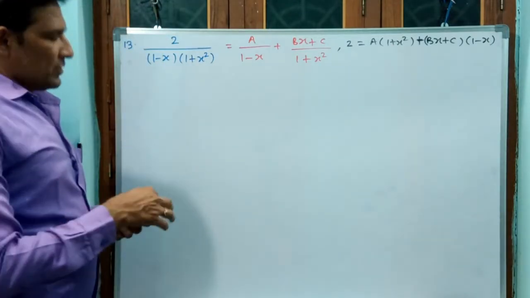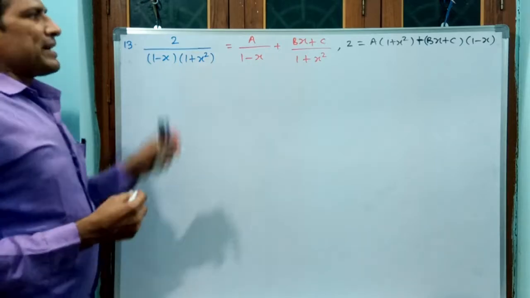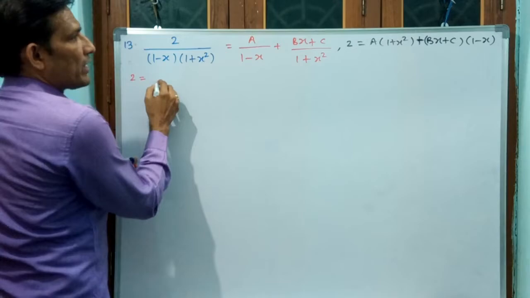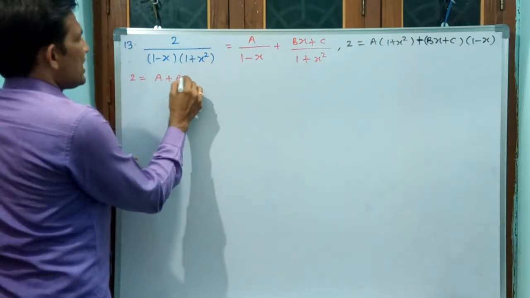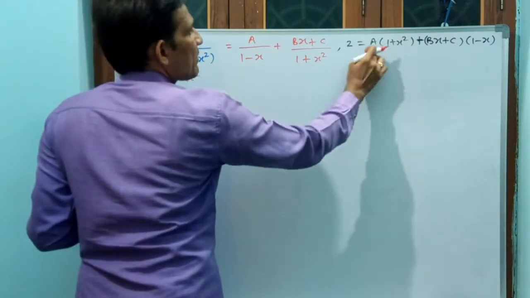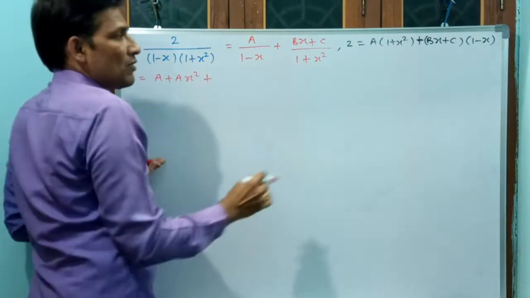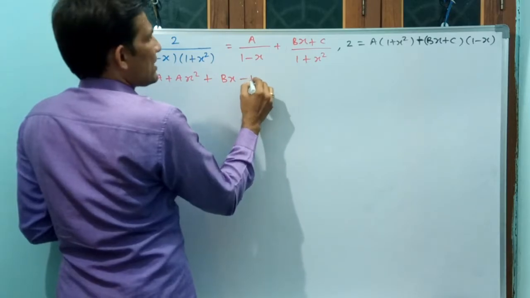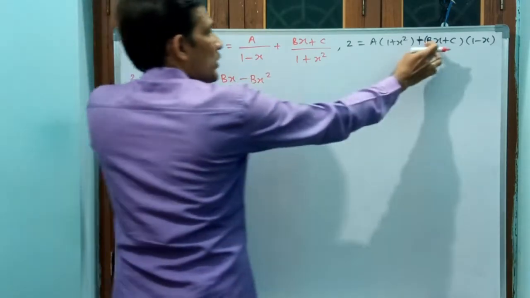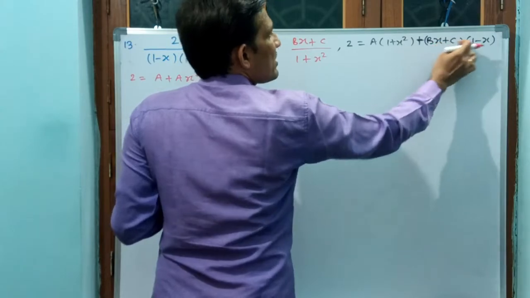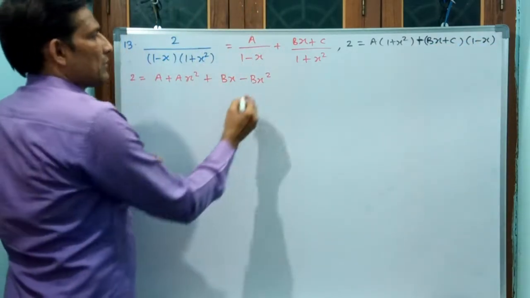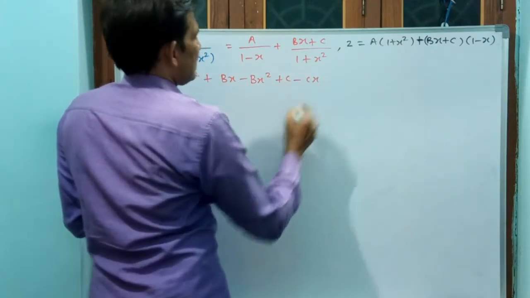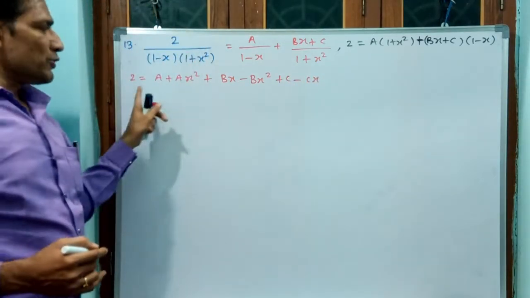Now you expand it. Expand the RHS, the LHS will be 2 only. You send a inside: a plus a x square, plus, now you see, with b, bx into 1, bx into minus x, minus bx square. Then again with c: plus c minus cx. This is equal to 2.